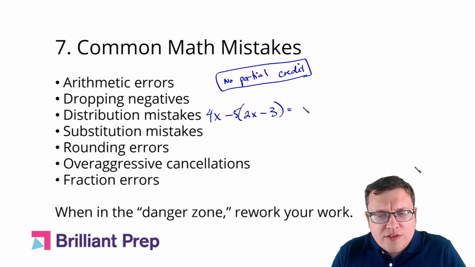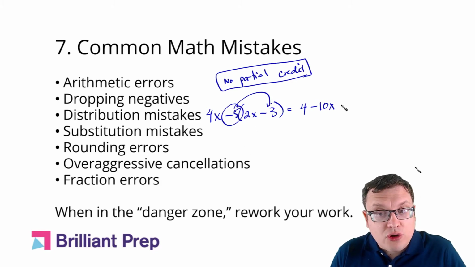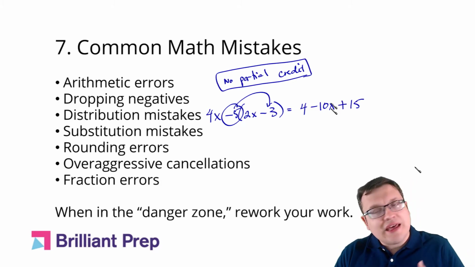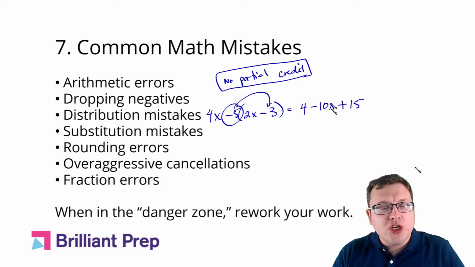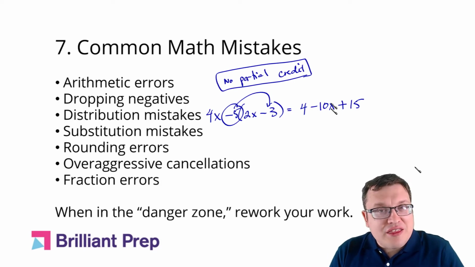So most of the time, test takers will do this correctly. They'll distribute the negative 5 to the 2x, and they'll get minus 10x. But don't forget, you got to take that negative 5 and multiply it by negative 3. Don't just write minus 15. It's got to be plus 15. So little mistakes like that, I've just seen them so much. So just be aware that you're entering into the danger zone whenever you're dealing with anything involving distributing.